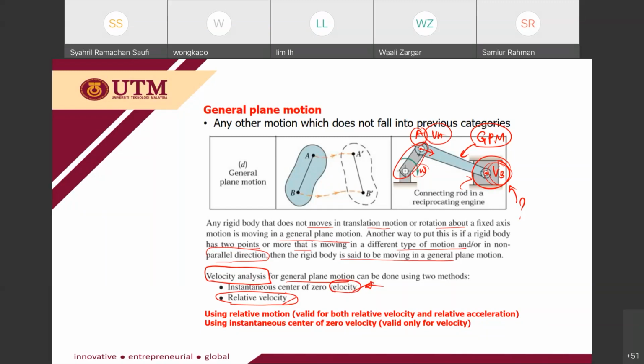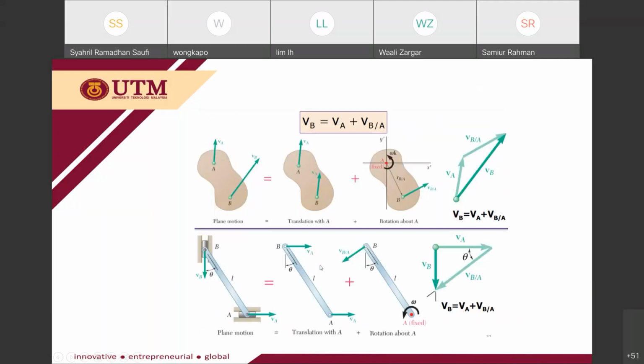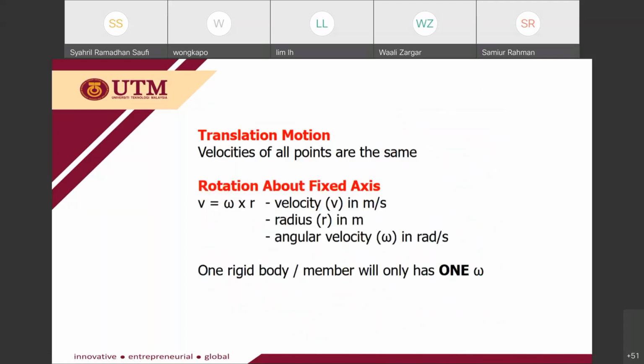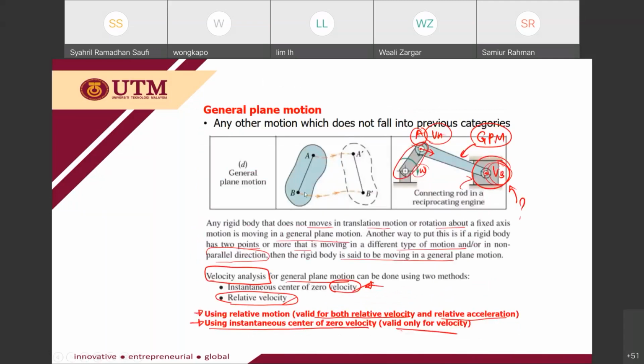As the name given here, instantaneous center of zero velocity. As mentioned here, using relative motion is valid for both relative velocity and relative acceleration. Using instantaneous center of zero velocity is only valid for velocity. So this is the important note here. All right, so I think that's it for the information on general plane motion.